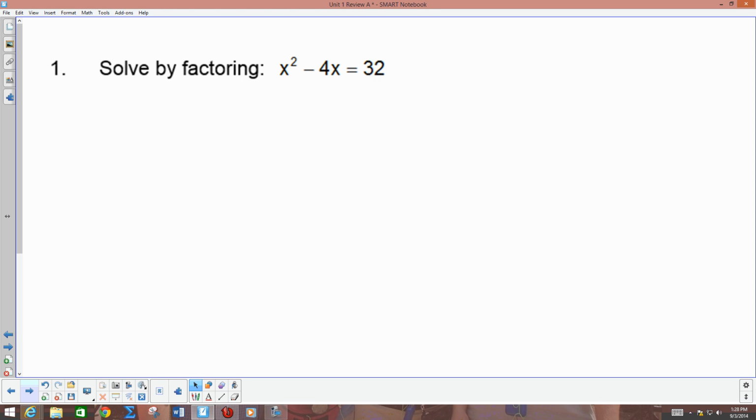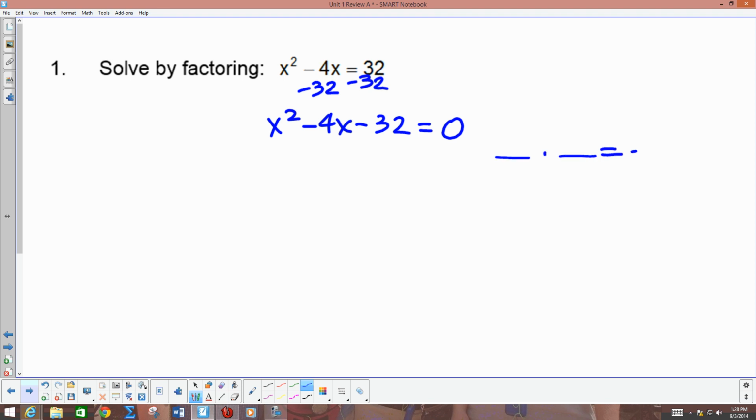So number one, it says solve by factoring. Anytime that I want to solve a quadratic, I know it's quadratic because of the exponent, it's 2, I want to set that equal to 0. So the first thing I have to do is subtract the 32 and move it over to the other side of the equal sign. So I have x squared minus 4x minus 32 is equal to 0. And then I'm thinking about what's going to multiply to give me a negative 32 and what's going to add up to give me a negative 4.